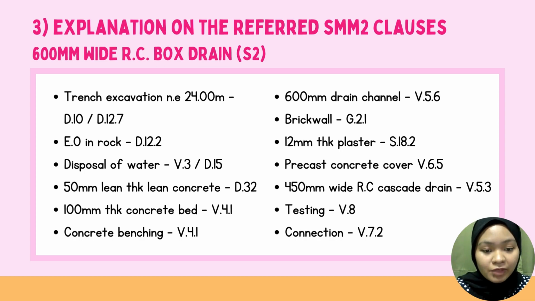For the 450 mm wide RC cascade drain, it is from the closest V.5.7. Cascades shall be described fully and enumerated as extra over or on the drain in which they occur, stating the number of steps in the cascade and the total drop.